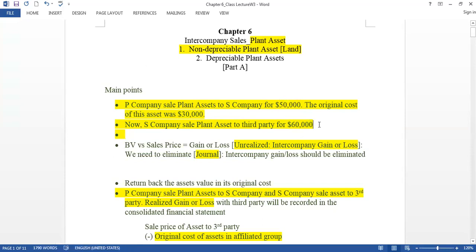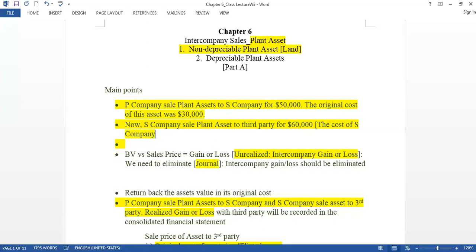So here, for your information, the cost of S company is how much? $50,000, right? Very good, $50,000. So we see that we have several sales prices and several cost prices.